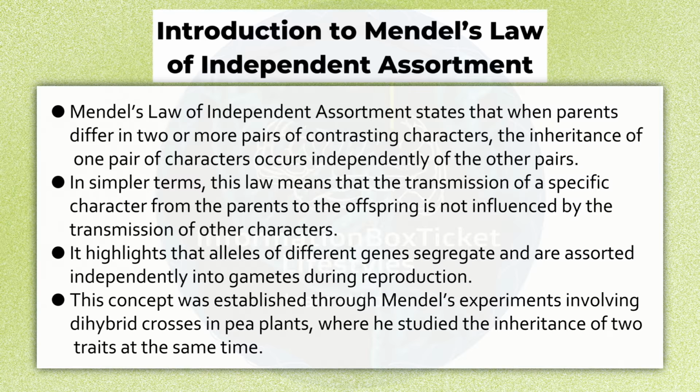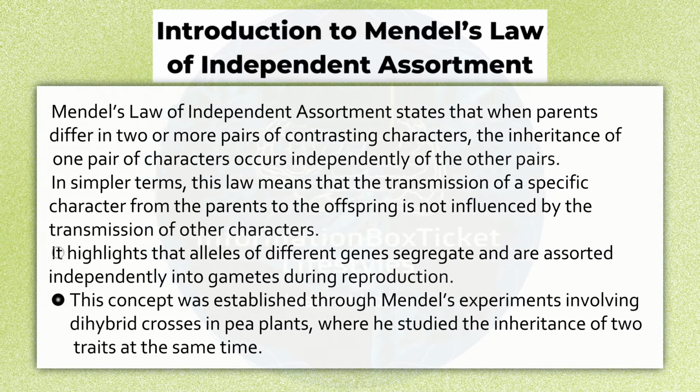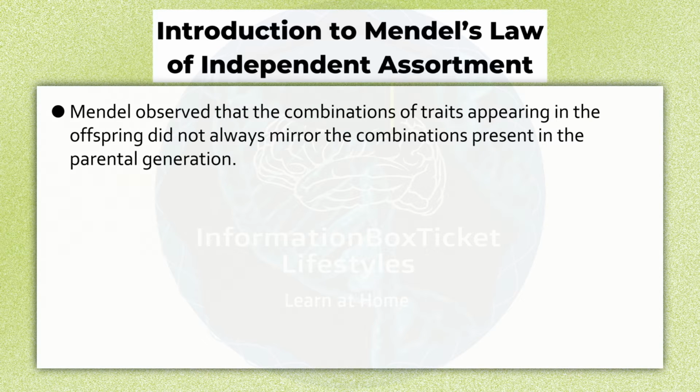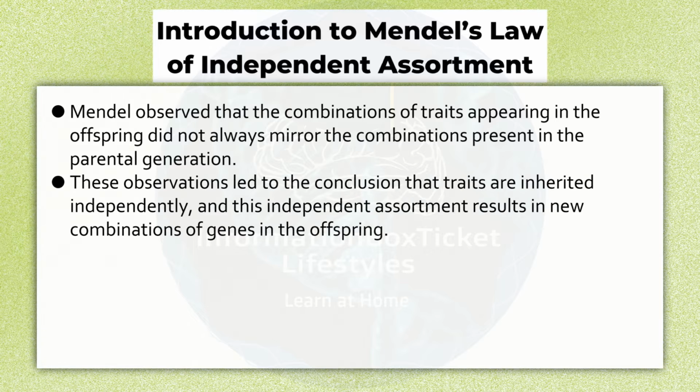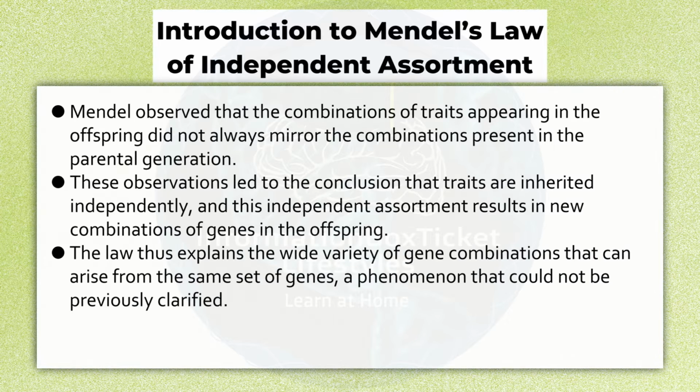This concept was established through Mendel's experiments involving dihybrid crosses in pea plants, where he studied the inheritance of two traits at the same time. Mendel observed that the combinations of traits appearing in the offspring did not always mirror the combinations present in the parental generation. These observations led to the conclusion that traits are inherited independently, and this independent assortment results in new combinations of genes in the offspring. The law thus explains the wide variety of gene combinations that can arise from the same set of genes, a phenomenon that could not be previously clarified.